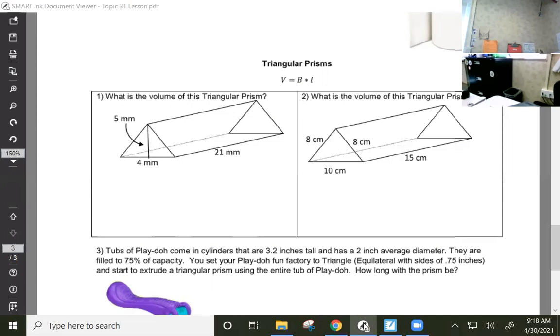All right. So we need, again, the area of the triangle times the distance between the two triangles.